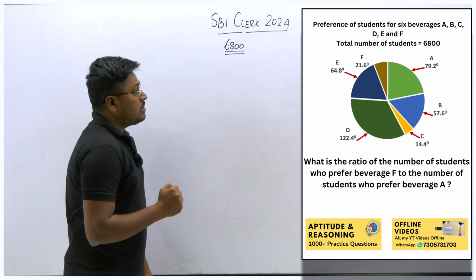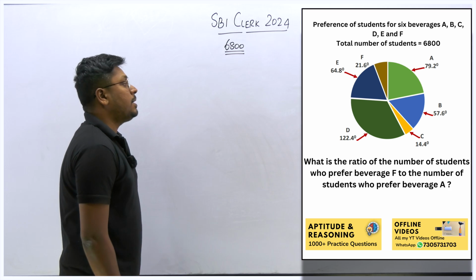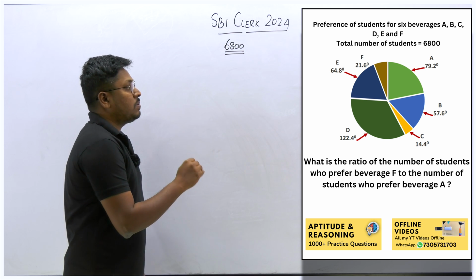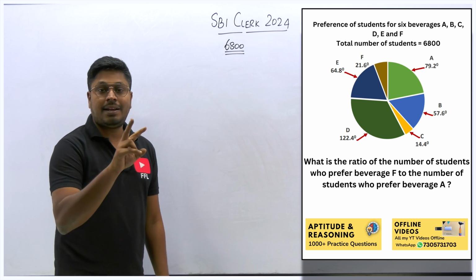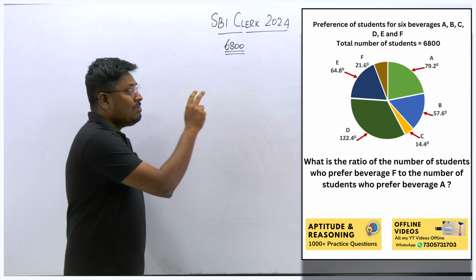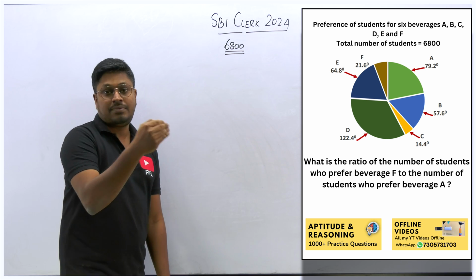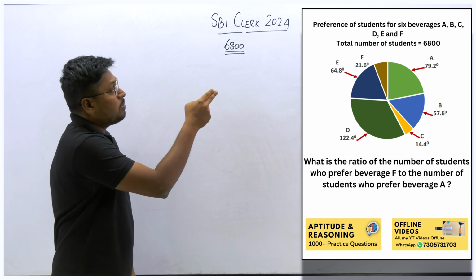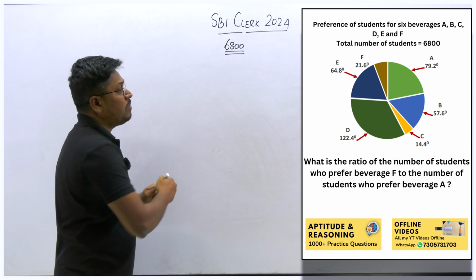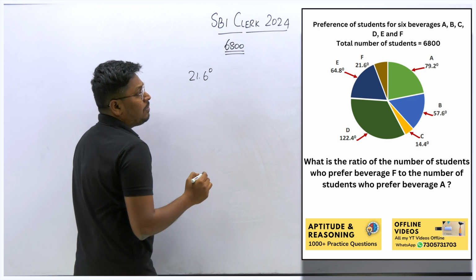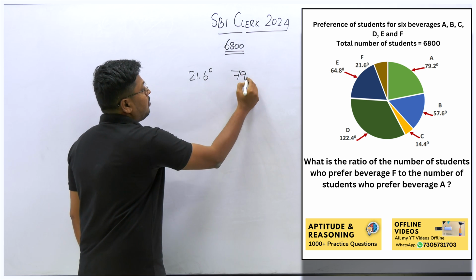Second question. What is the ratio of the total number of students who prefer beverage F to the total number of students who prefer beverage A? Our target is to find the ratio. I have told you many times, if we need to find the ratio, you don't need to find the answer first. For example, beverage F is 21.6 degrees, and the second one, A, is 79.2 degrees.